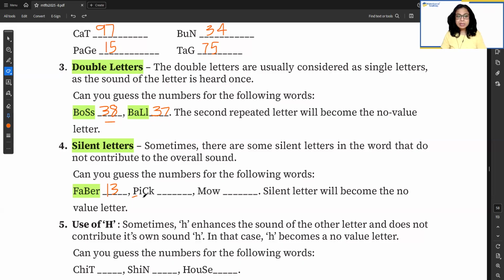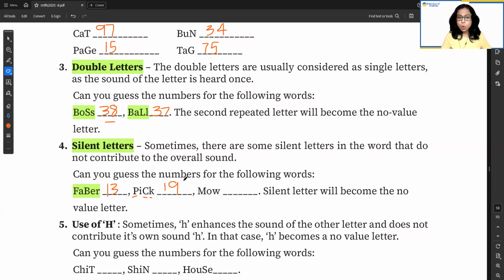Now, we may think that there is a C also, there is a K also. So will this be 199? Because twice, one C is coming and one K is coming. No. Because I don't say P, K, K. Sound is heard how many times? Once. P, K. So it becomes 1 and 9.